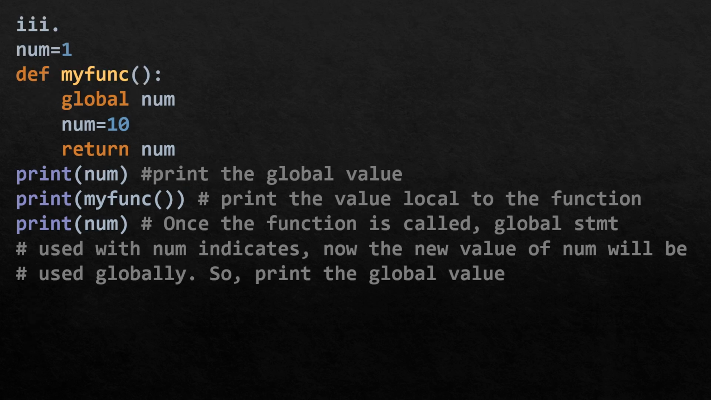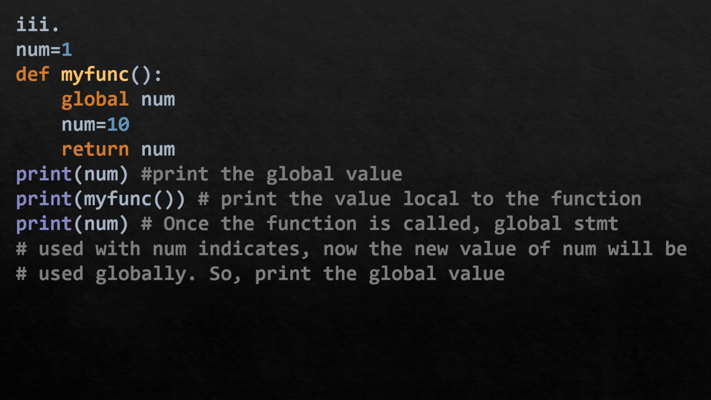Now the function is again modified a little bit. First of all, the global variable num is initialized with 1 and within our function we have used a statement global num. That means whatever new value will be given to the variable num in this function, that will become global once the function is called. Now after that it is printing num three times.